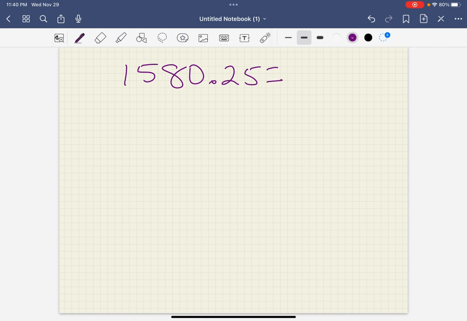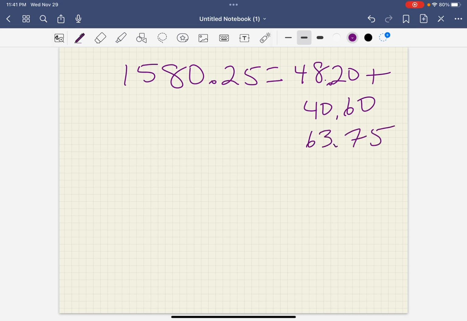So 1580.25 is going to be equal to 4820 plus 4060. I'll just line them up like this. Plus 6375 and $70.15. So if we add those up, that'll give us the right-hand side of the equation, plus we'll have to add an x to it because that's for the other number. 5 and 5 is 10, 2 and 7 is 9, and 6 is 15, 17.